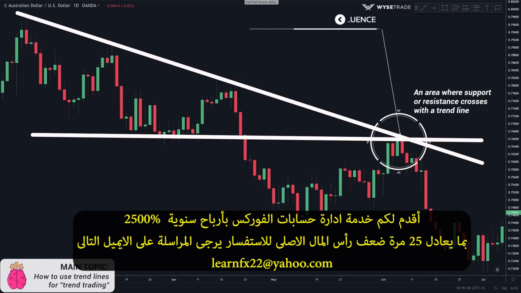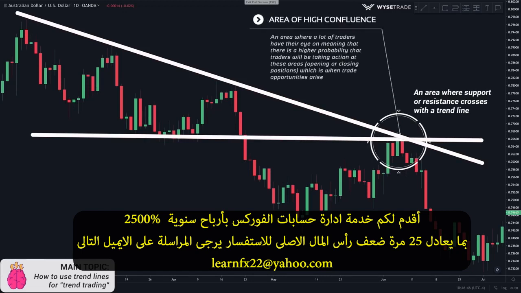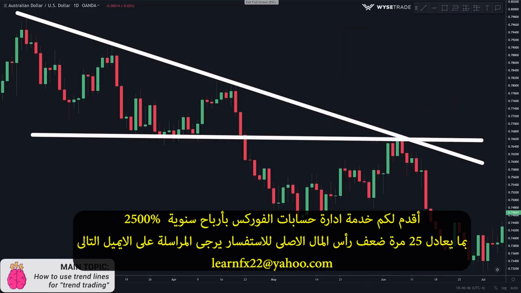This intersection point is also what we call an area of high confluence. Now, an area of high confluence is an area where a lot of traders have their eye on, meaning that there is a higher probability that traders will be taking action at these areas, which is when trade opportunities arise. So let's take this one step further.